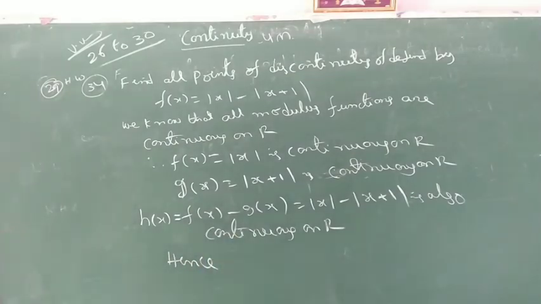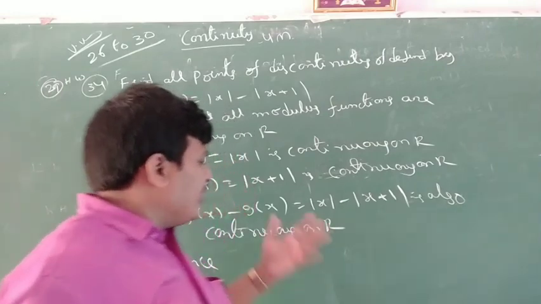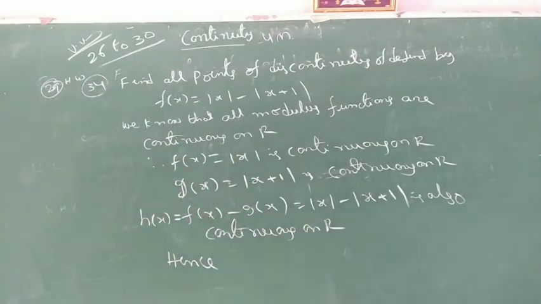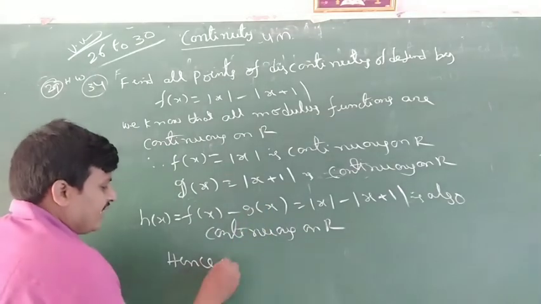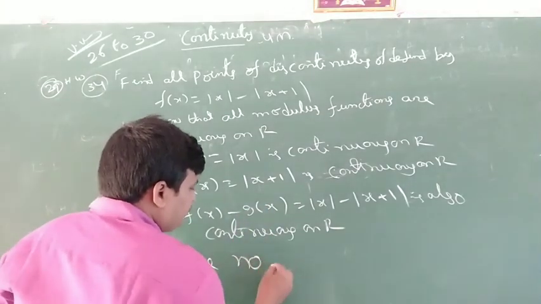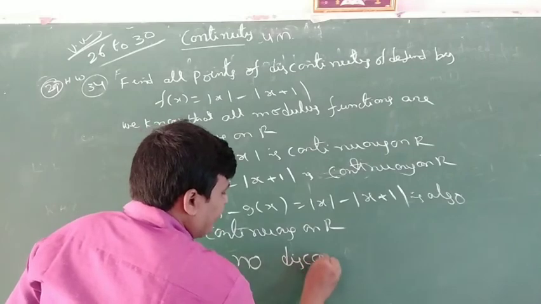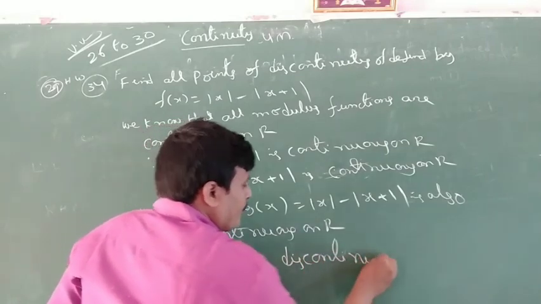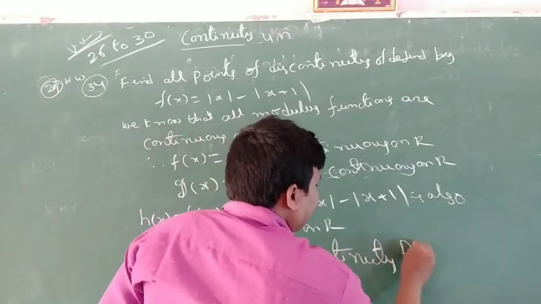Finally, what we have to find? All points of discontinuity. The given function is continuous on R at every point, so there are no points of discontinuity.